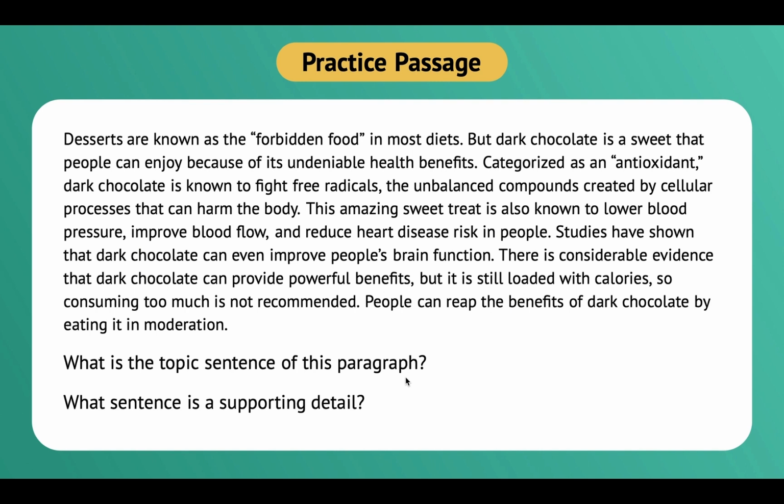The next question is, what sentence is a supporting detail? So we're looking for an example of how dark chocolate has undeniable health benefits. And there are quite a few examples here. This amazing sweet treat is also known to lower blood pressure, improve blood flow, and reduce heart disease risk in people, is one example of a supporting detail. Another is that studies have shown that dark chocolate can improve people's brain function, is another.